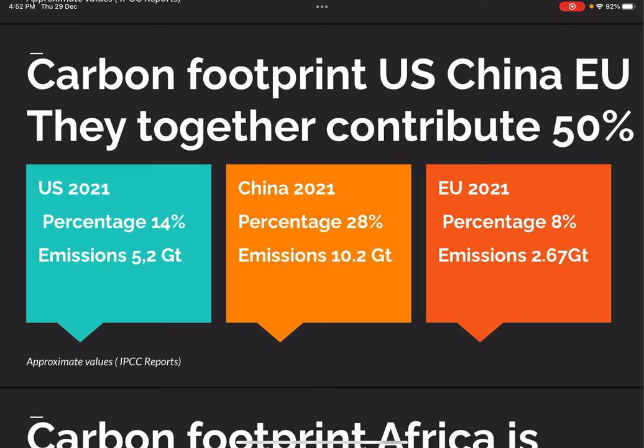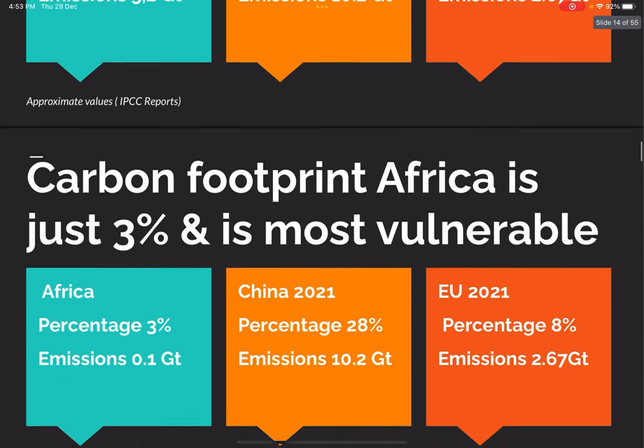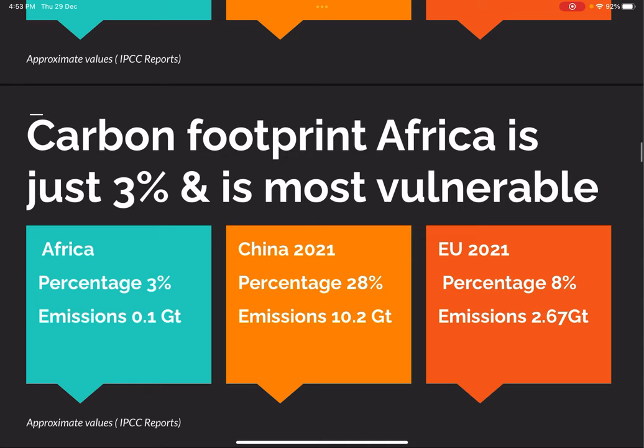So these three nations, United States, China, European Union, together contribute to the carbon footprint or the climate change in a manner equal to 50%. 50% is their contribution as of now in 2021, right? If you want to compare it with another less industrialized country like Africa, okay, you would find that the carbon footprint of Africa is just 3%. Its emission is very low, 0.1 gigatons. Okay, so again, I had used the data as a comparison, Africa, China, and EU, and you'll find that the carbon footprint is much less for Africa as compared to China and the European Union.